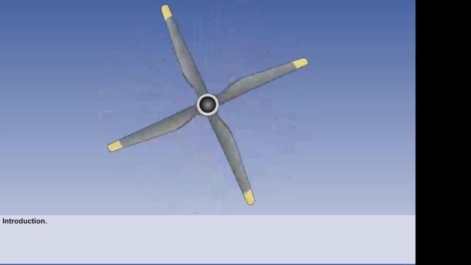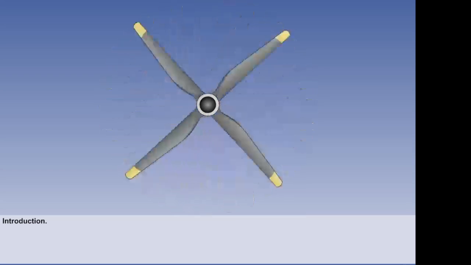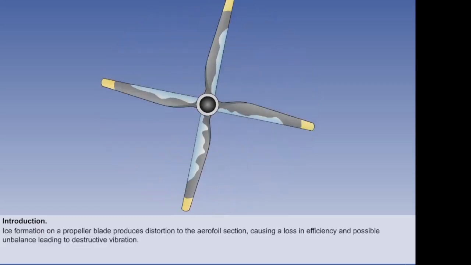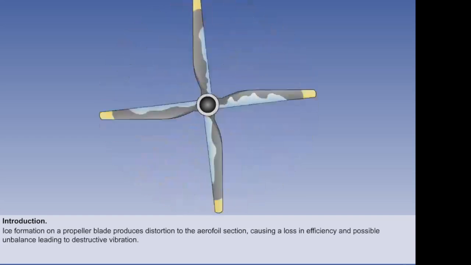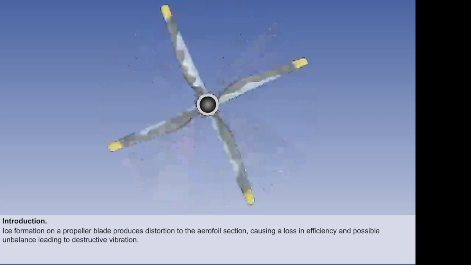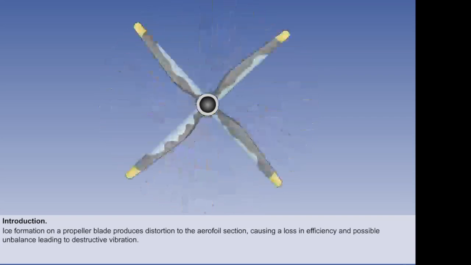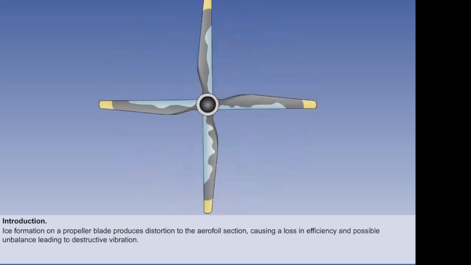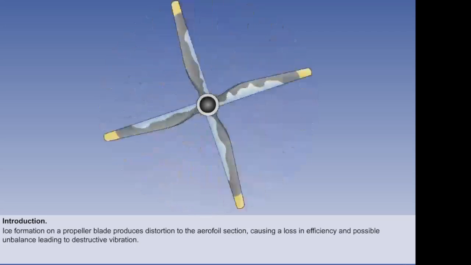In this lesson, we will look at how engine propellers are protected from the effects of icing. Ice formation on a propeller blade produces distortion to the aerofoil section, causing a loss in efficiency and possibly causing unbalance, which can lead to destructive vibration. The build-up of ice must be prevented, and this is usually done by electrically heating the propeller blades.